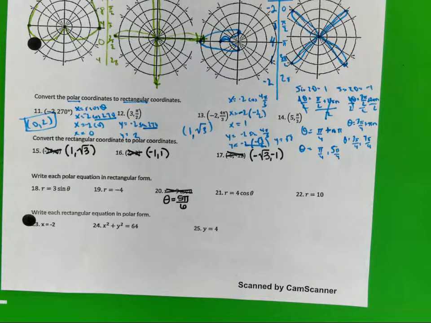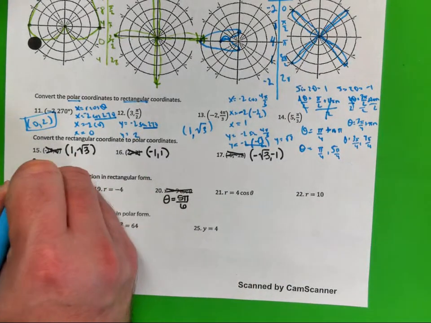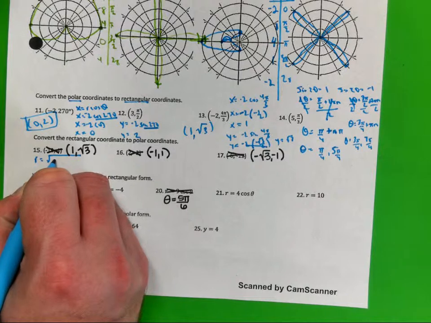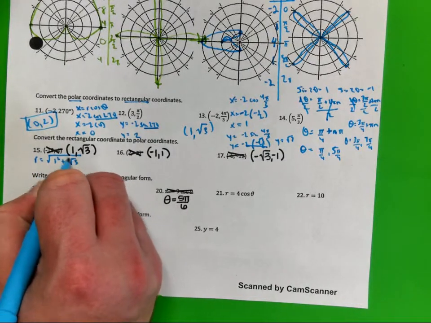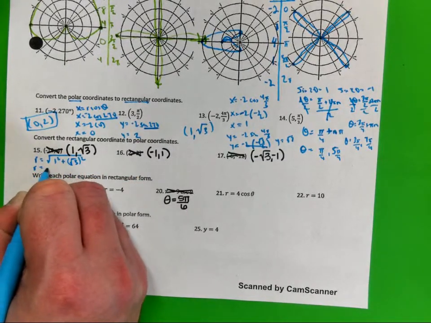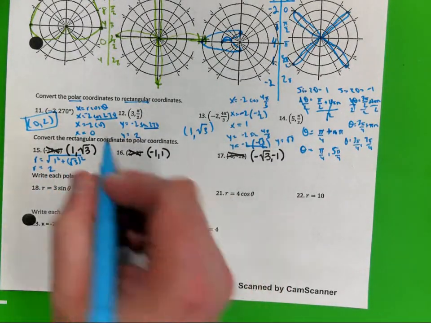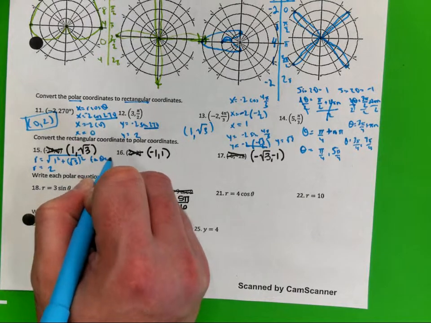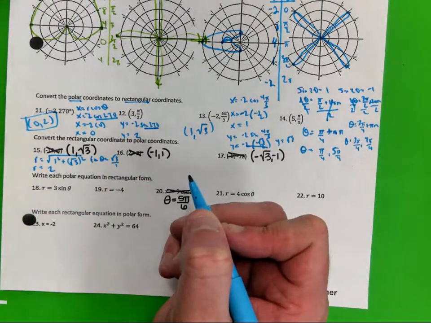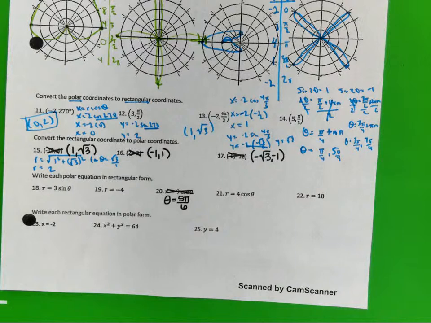Alright, the next section says convert the rectangular coordinates to polar. These are rectangular. For polar, I need to know what? R and a theta. Alright, so find my R. R equals square root of 1 squared plus square root of 3 squared. That gives me square root of 4, which is 2, because that would be 3 plus 1. Tangent of theta equals root 3 over 1. Which family gives you a tangent of just root 3? Pi over 3. Very good.